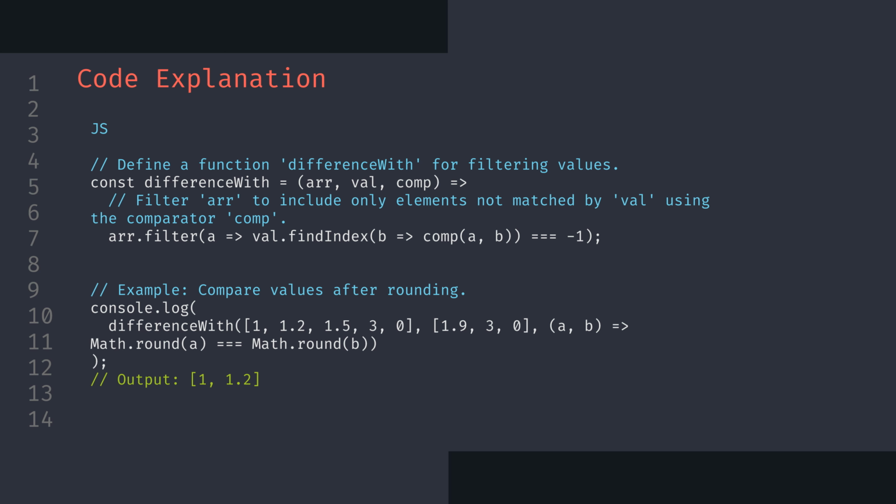This function iterates over the first array and keeps only elements for which no match is found in the second array, based on the comparator function. In this example, values are compared after rounding them using Math.round.